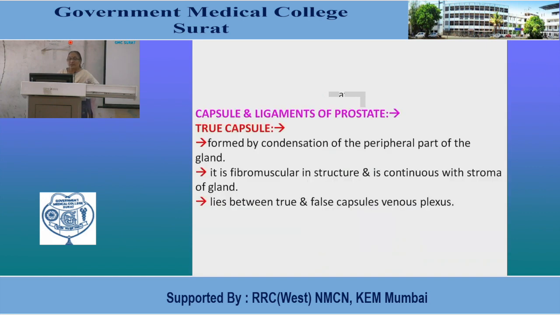Now, what is the true capsule, and the ligaments? So, capsule and ligaments of the prostate gland. The true capsule is formed by the condensation of the peripheral part of the gland. It is a fibromuscular structure and continuous with the stroma of the gland. It lies between the true and false capsules. There is a venous plexus, as we have seen in the previous diagrams.